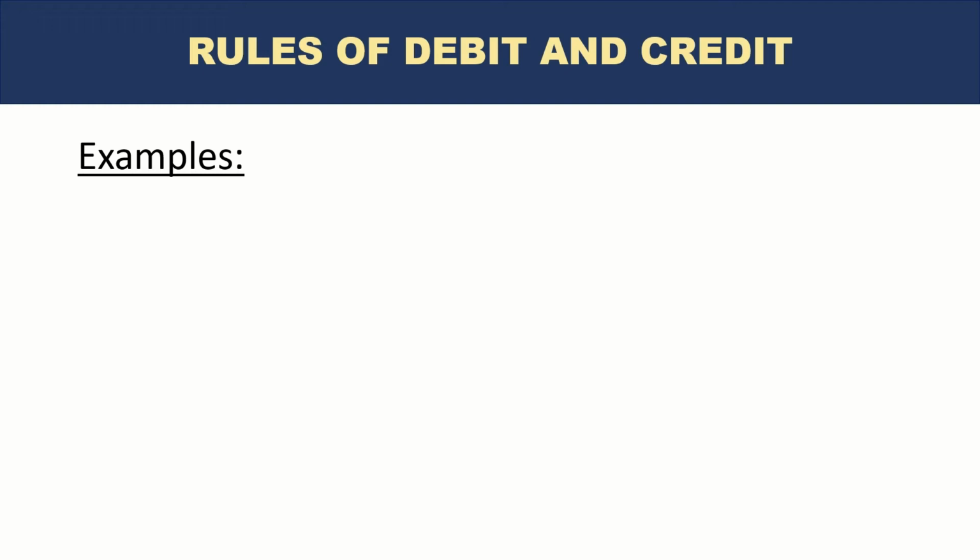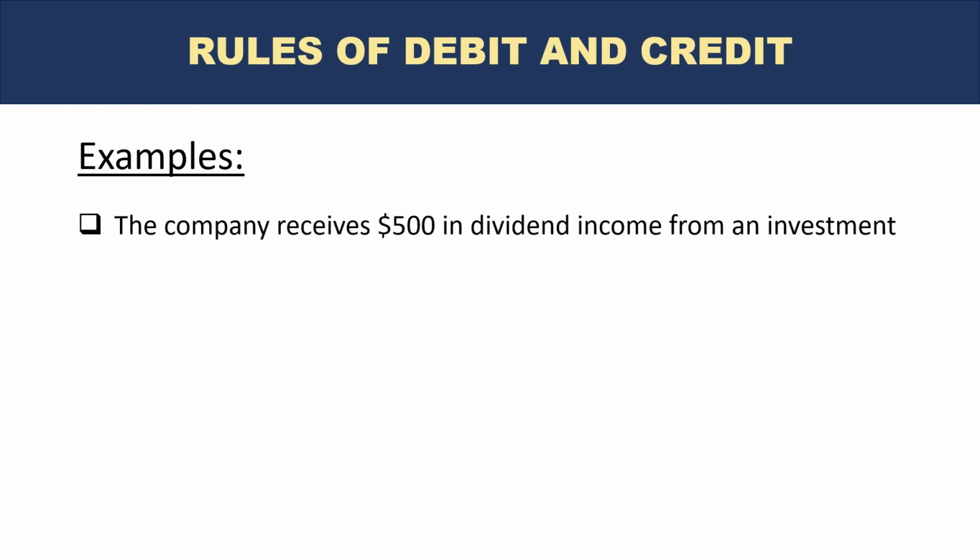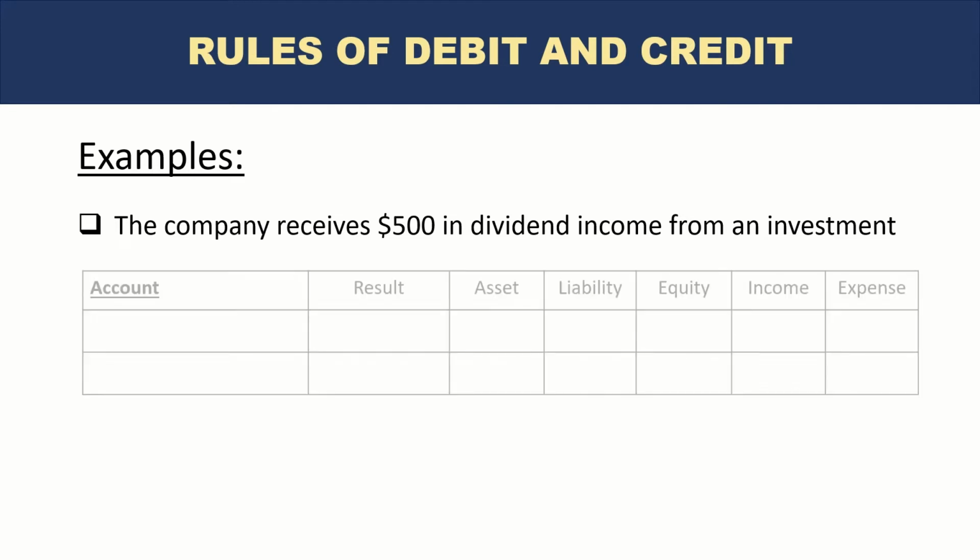Let's take a look at our next example. So the company receives $500 in dividend income from an investment. Okay, maybe we skipped a transaction where the company would have invested in another company as their investment. But let's say the company had invested in another company and now they have received dividend on that investment. What are the accounts that will be impacted?